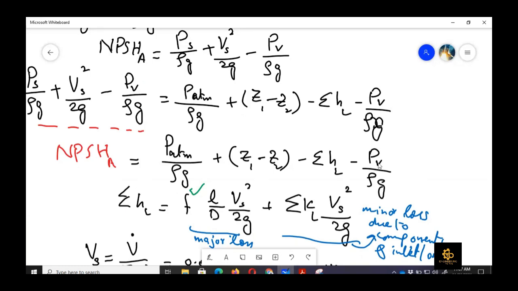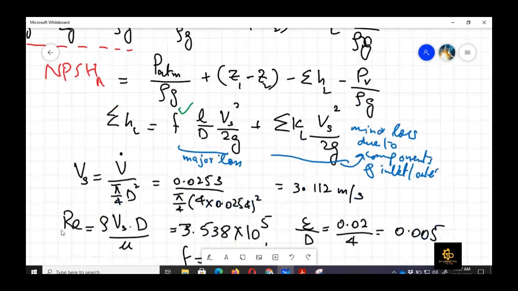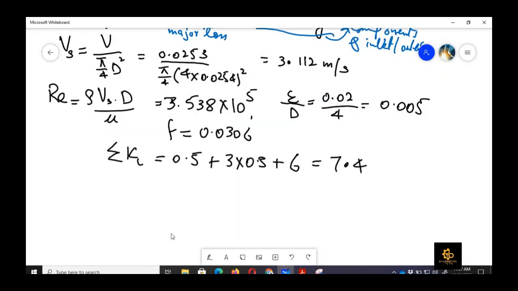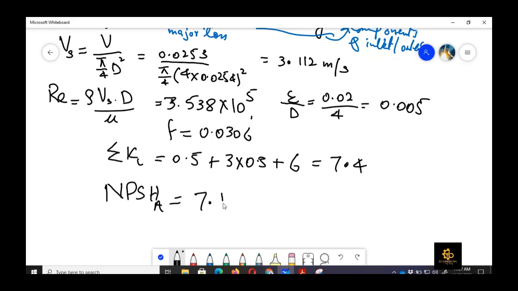PV is the saturation pressure at 25 degrees centigrade, which is the fluid temperature. So from here we can calculate the value of NPSH. NPSH available, after putting all these values, becomes equal to 7.148 meters, which is equal to 23.5 feet. Okay, any question?